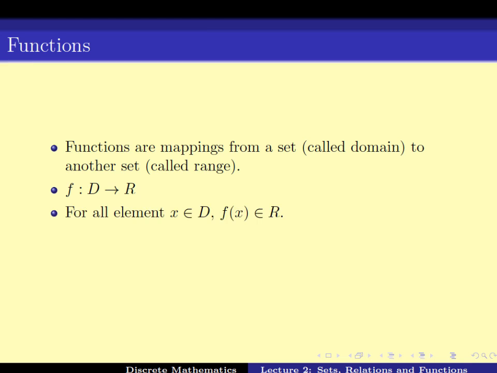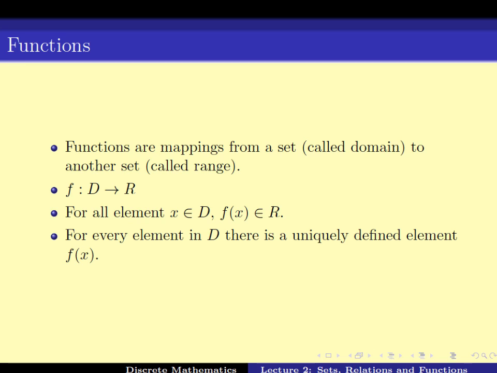The function has some nice properties: for every element X in the domain, f of X, the mapping of X, is well defined and must be in the range R. Another property: for every element in D, there is a uniquely defined element f of X. That means you cannot have X mapped to two different elements in the set R. If a mapping satisfies these two properties, we call that a function.